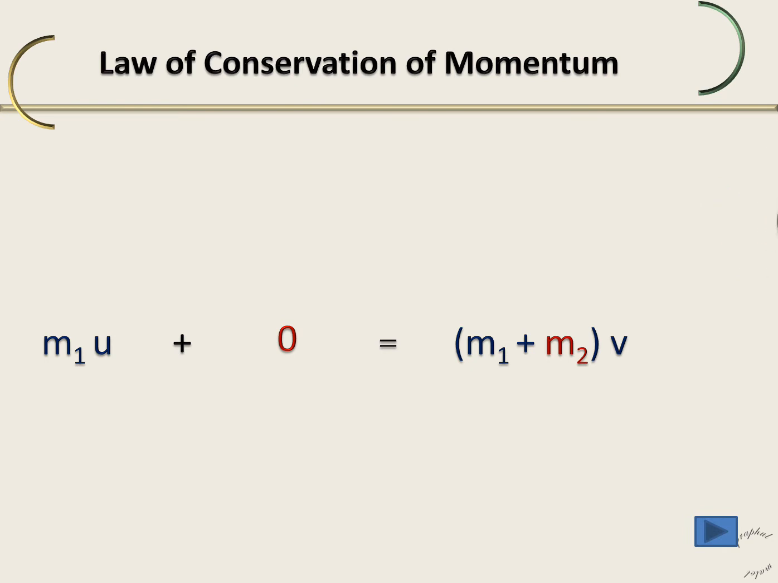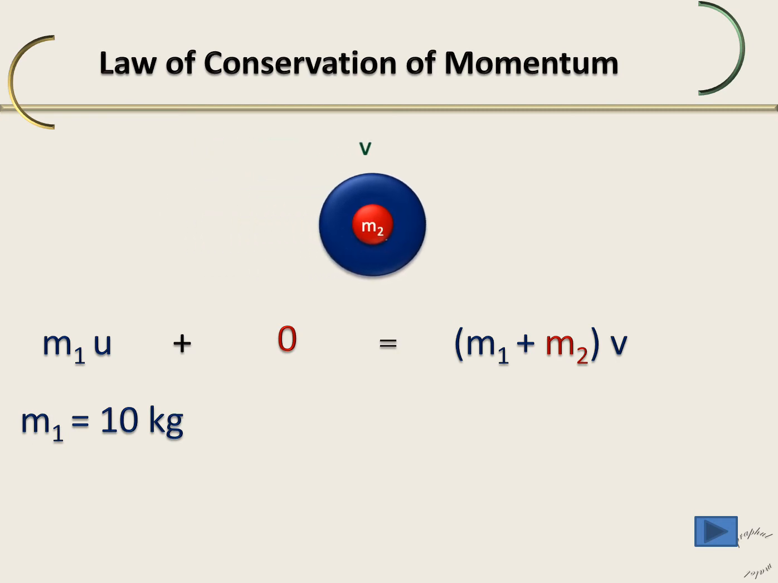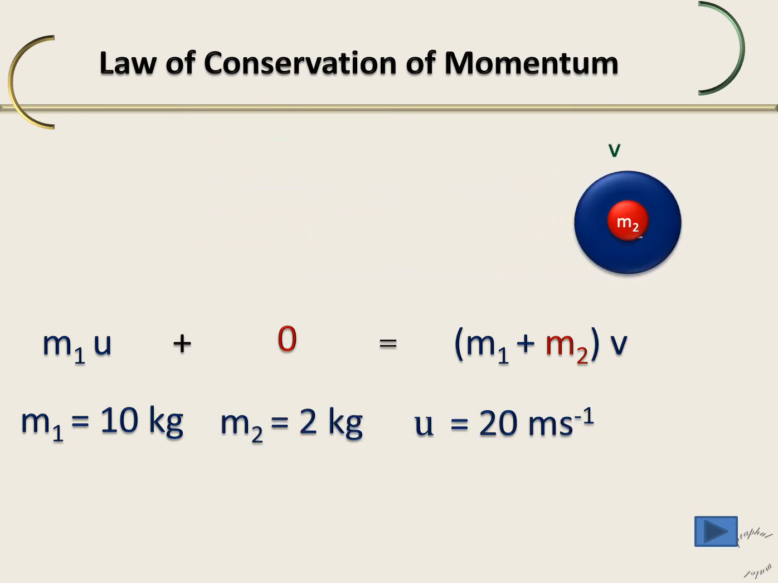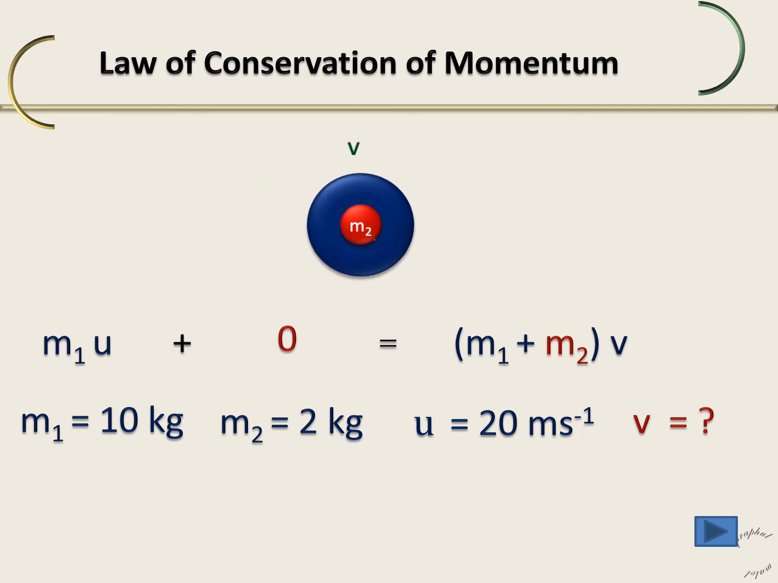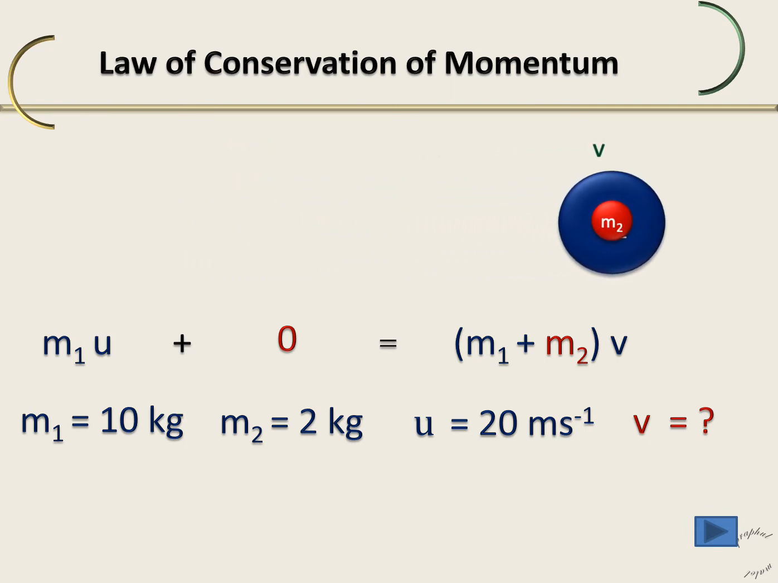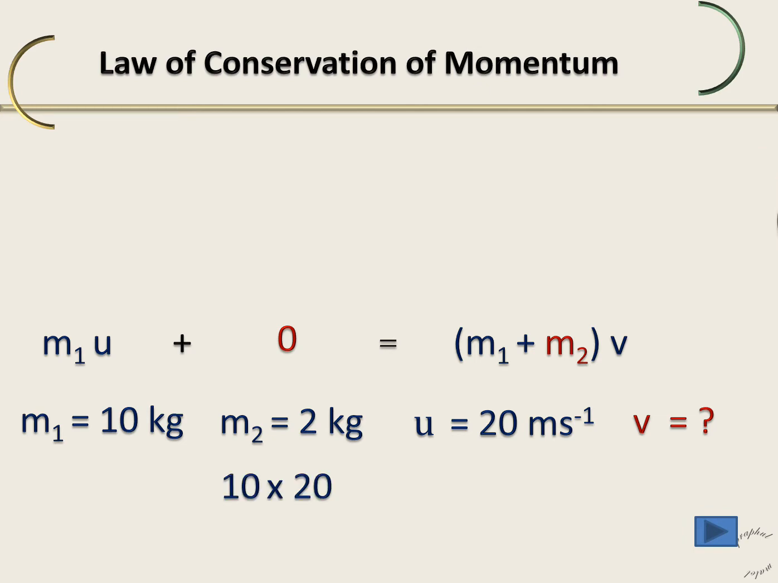So let's do a simple calculation here. Let's say they have given the mass of the blue sphere and the red one, and the initial velocities. The question is to find the final velocity. So you know m1, m2, you know u. You want to find v. So I'm using the equation above, what you see above, m1 into u.